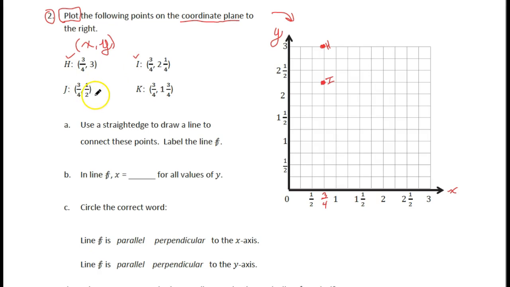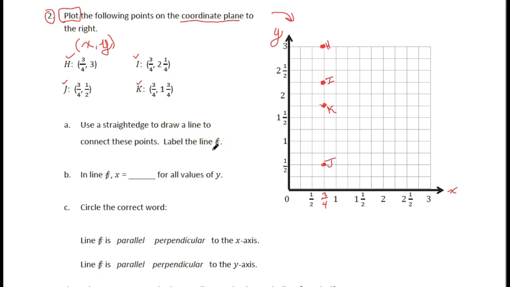Check. J, 3/4 and 1/2. So we're back at 3/4 again. This time it's labeled at 1/2. So this is going to be point J. Check. Last one for this is 3/4, 1 3/4. So if we head on up to 1, 1 1/4, 1 1/2, 1 3/4. And this is the letter K. Check.